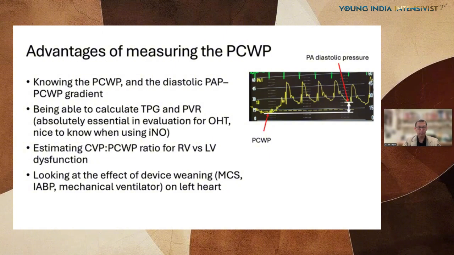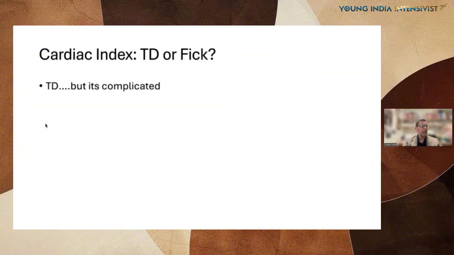And then there's a whole bunch of reasons to look at the wedge in patients on mechanical circulatory support. In those patients, you don't necessarily need to wedge every time. Once you know the relationship between the wedge and the PA diastolic, you can use the PA diastolic to estimate the changes in wedge. All right, we are running out of time, so I'm not going to spend too much time on this. This is a recurrent question in patients with PA catheters.